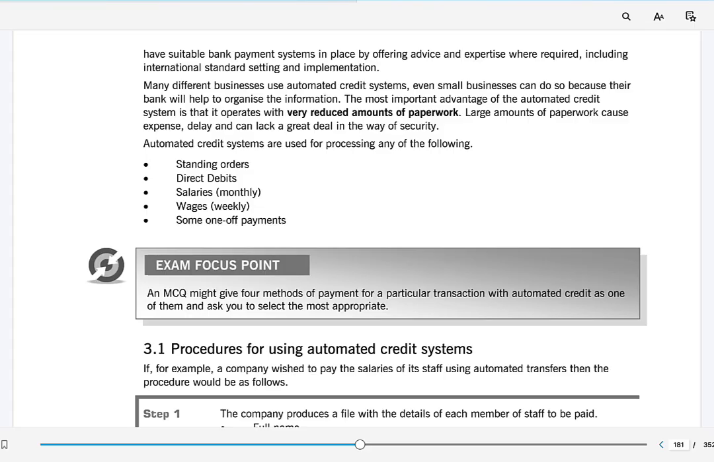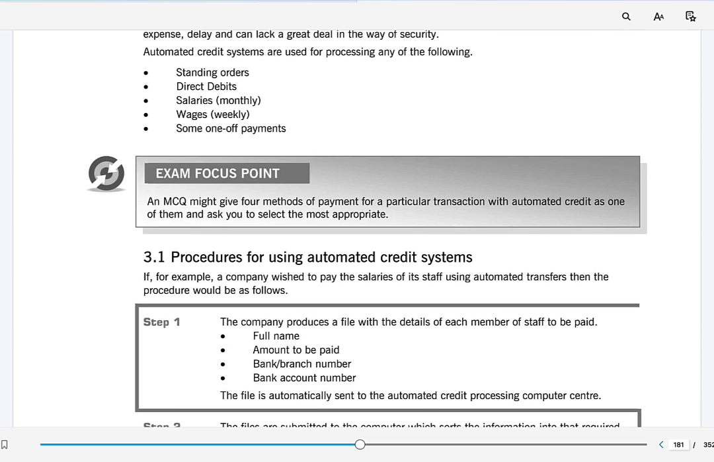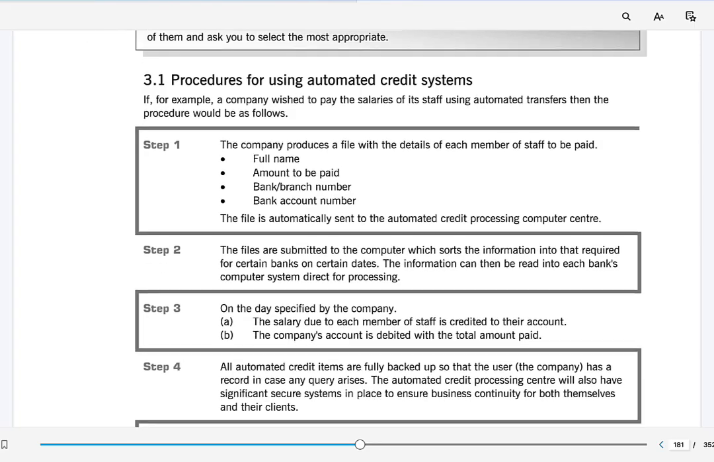But automated systems still need strong controls. The business must authorize instructions properly. The business must check bank statements regularly, and the business must perform bank reconciliation to ensure completeness and accuracy. That is Lesson 3.